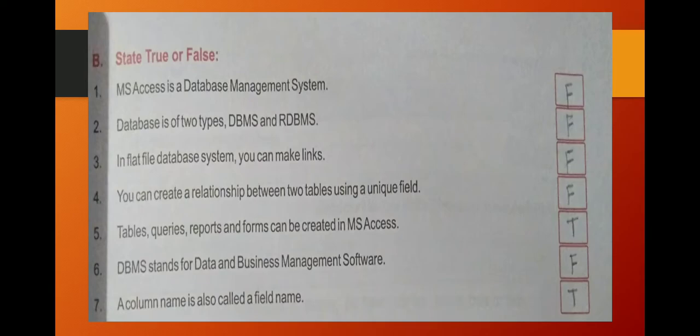Third, in flat file database system you can make links. This statement is false because in a flat file database system you cannot make links together. Fourth, you can create a relationship between two tables using a unique field. This statement is false because you can create a relationship between two tables using a common field, not a unique field.